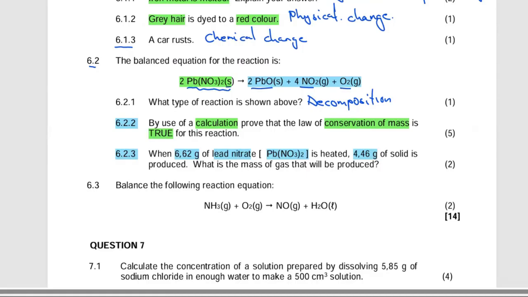What is the mass of the gas that will be produced there? So in terms of 6.2.3, now we're looking for the mass. We started with this, which is 6.62, so I'm going to take that value there, 6.62, and then it is heated. 4.46 grams of the solid is produced. It means the other one actually evaporated into a gas. What mass of this gas, the one that actually went out?